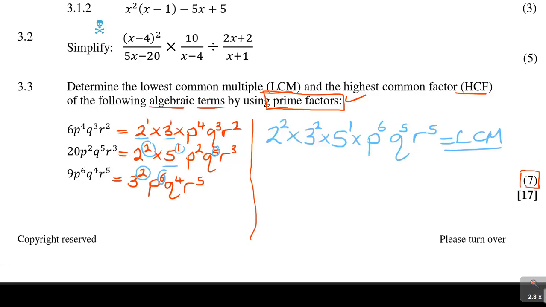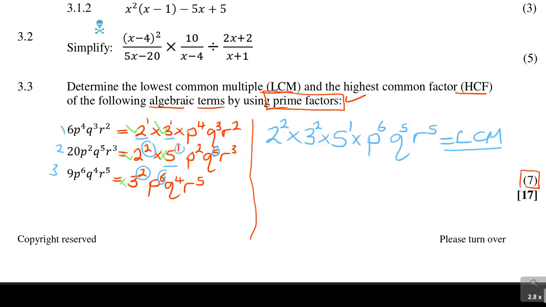It must appear in 1, in 2, and in 3. Let's start with 2. We see that 2 is appearing here, but there is nothing 2 there. So 2 won't do. We try 3. 3 is appearing there, but it's not there, so it won't do. And even 5, it won't do. So there is nothing common with the numbers.